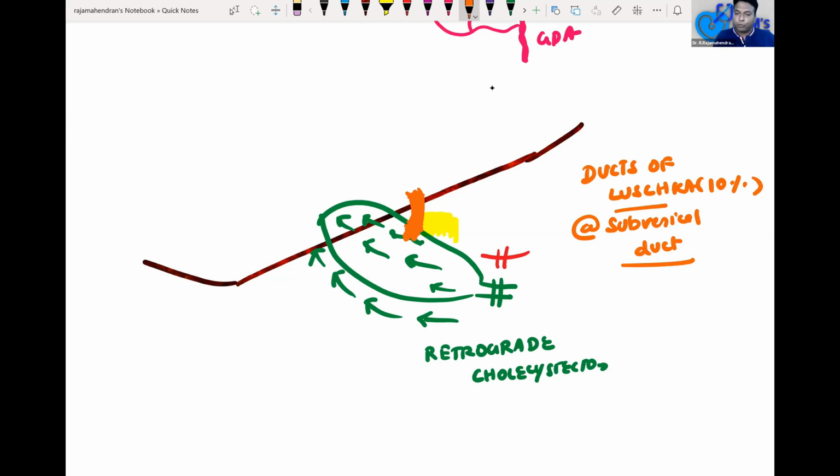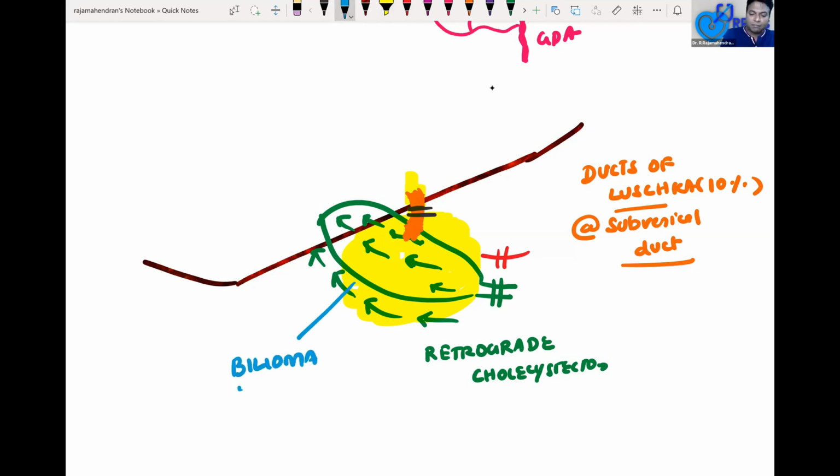So if I note it, I can put a clip during surgery. If I note there is a subvesical duct, I can put a clip, but 90% of the time we cannot note it. And post-operatively, what happens? There will be a bile collection in this place. From the duct of Luschka, there will be bile coming out and it will form a collection in the post-operative period. And this is known as bilioma.